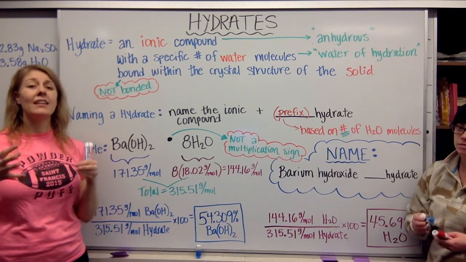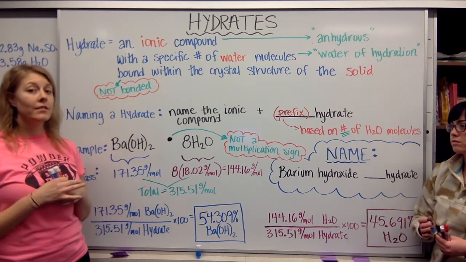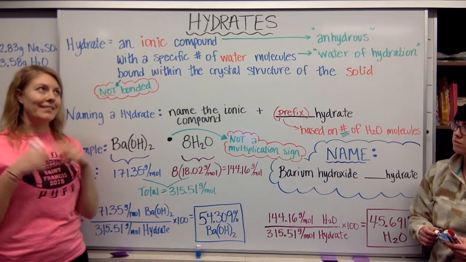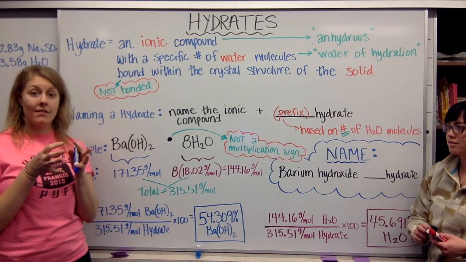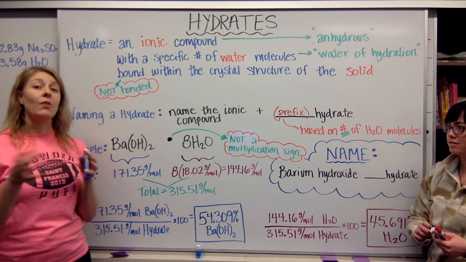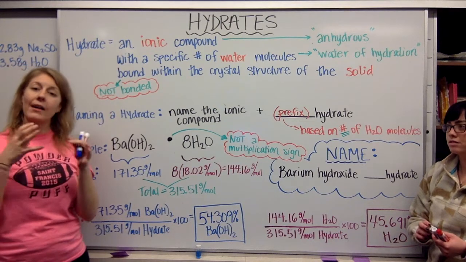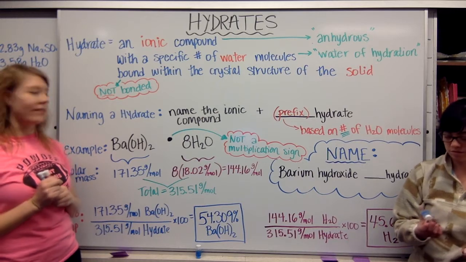Now, we can take a hydrate and we can evaporate the water to make an anhydrous, just the dry ingredients. Or we can take an anhydrous, which is the hydrate minus the water, and we can rehydrate it to make a hydrate again. So it's a back and forth thing that we'll actually be doing in our lab next class.